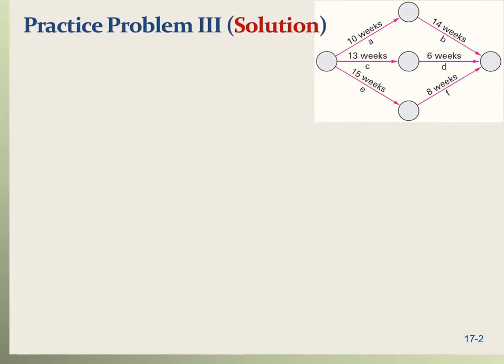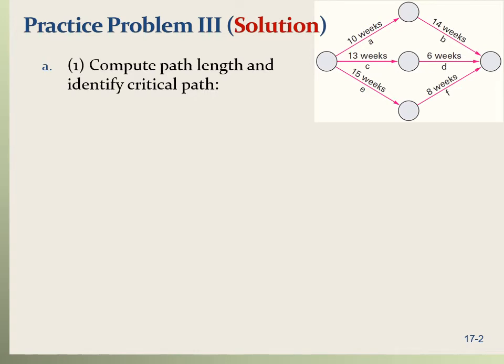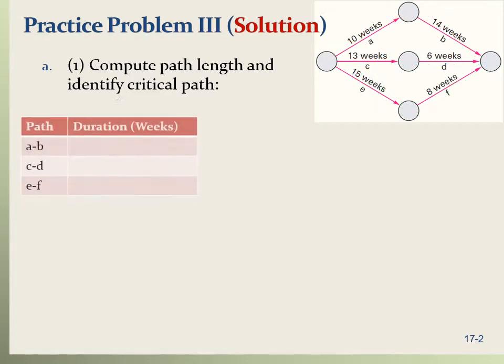Let's solve the problem. The first step is to compute all the paths and their lengths and identify the critical path. We have three paths. We have path AB, CD, and EF. So let's compute the length of these paths.